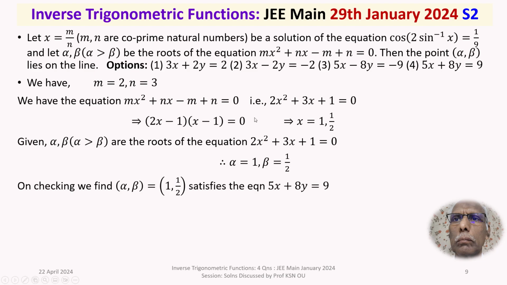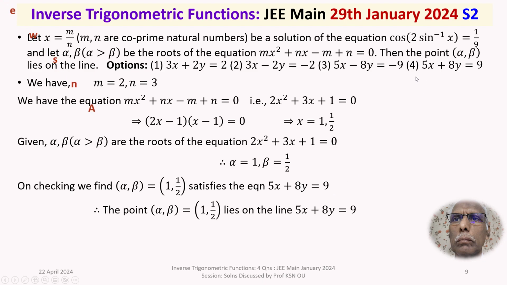Now take this ordered pair and go on checking on which line this ordered pair lies. On checking, you will find 1 comma 1 by 2 lies on 5x plus 8y is equal to 9. Why? 5 into 1 plus 8 into 1 by 2, that is 4. That is 5 plus 4 is 9. So 1 comma 1 by 2, that is alpha comma beta, lies on this equation, and that is given in option 4. The answer to this question is option 4. Now let's move to the next question.